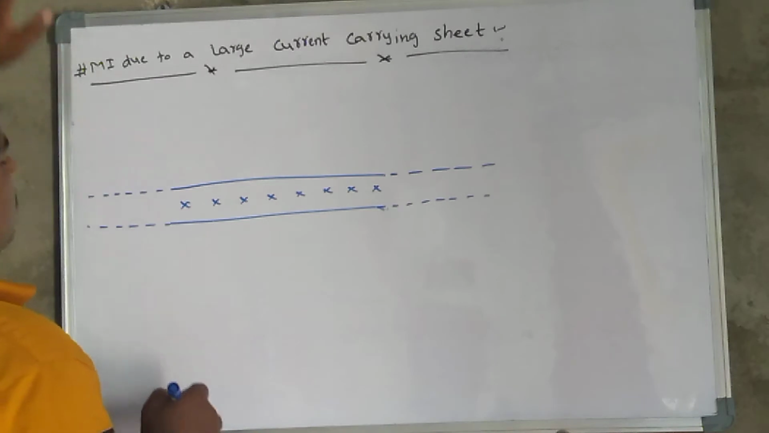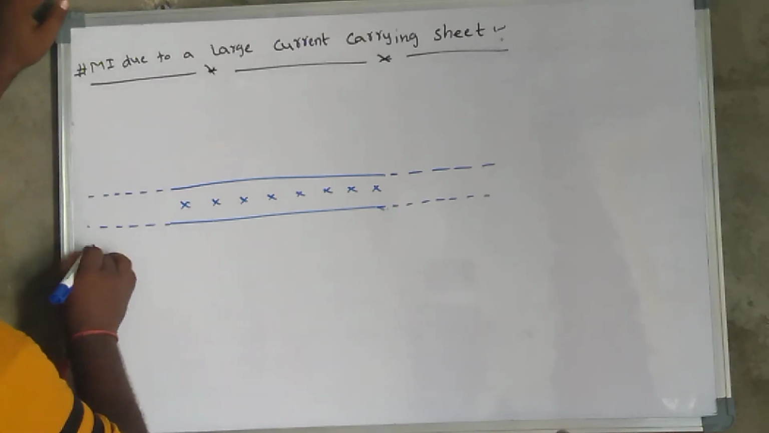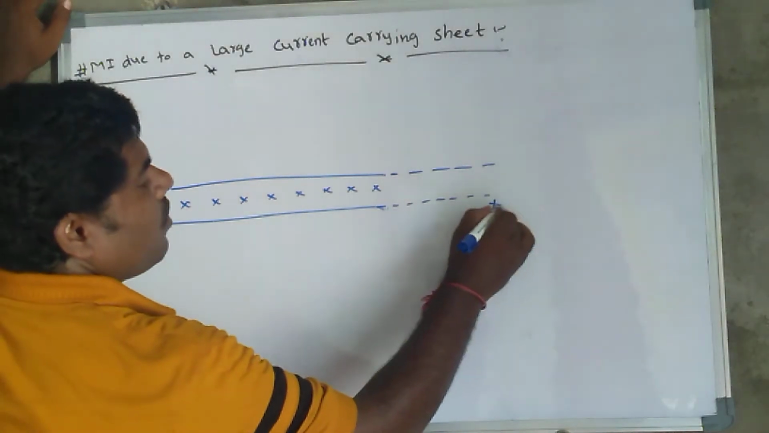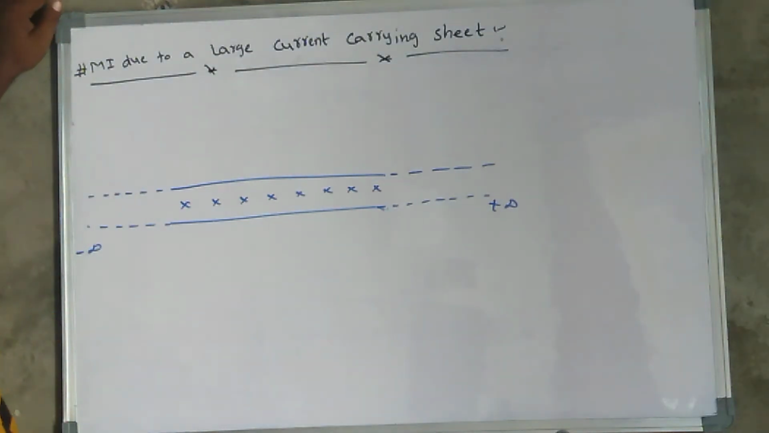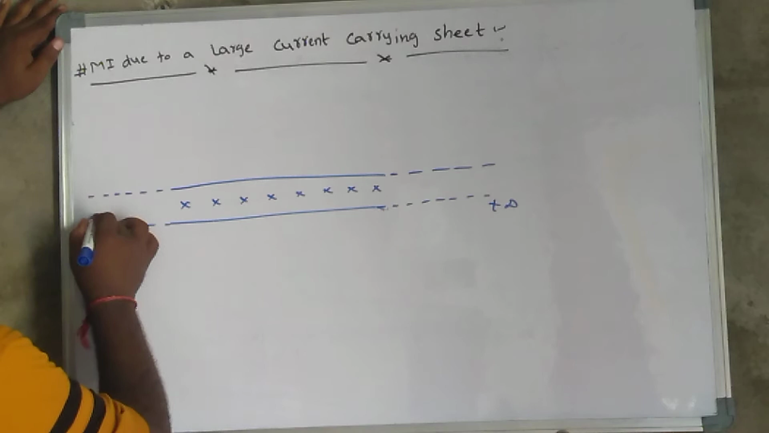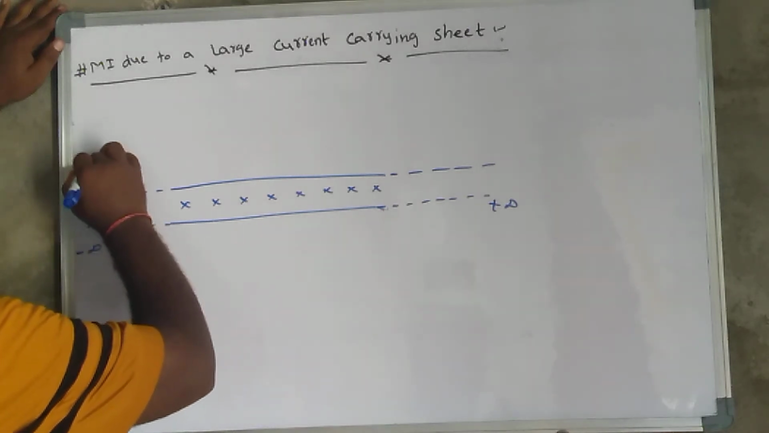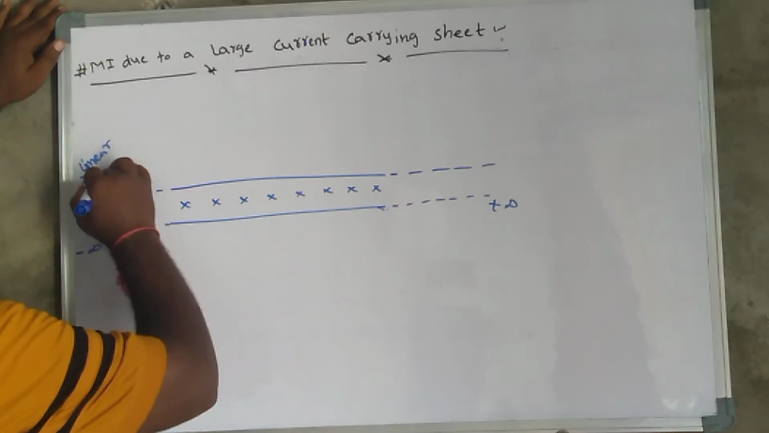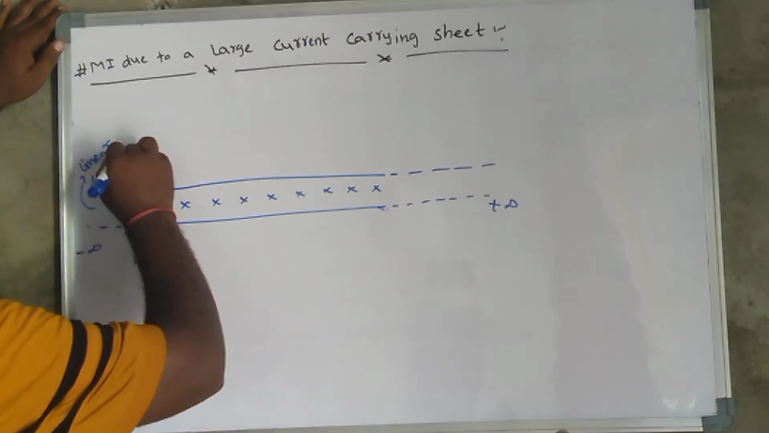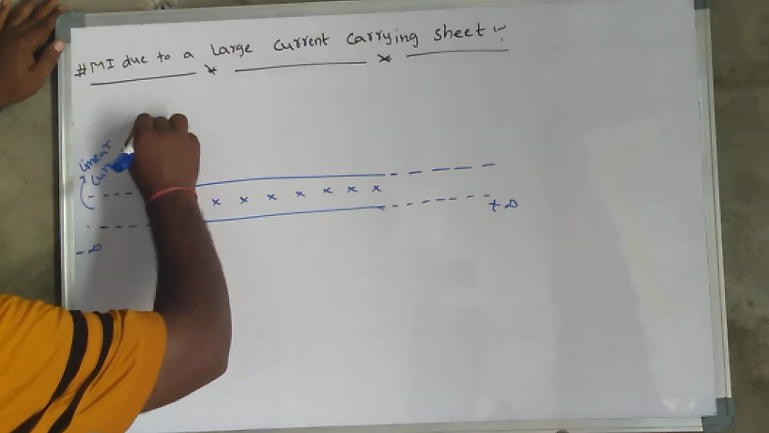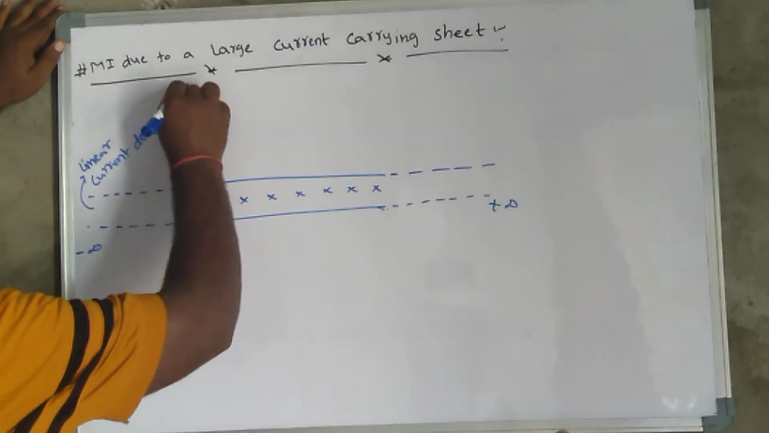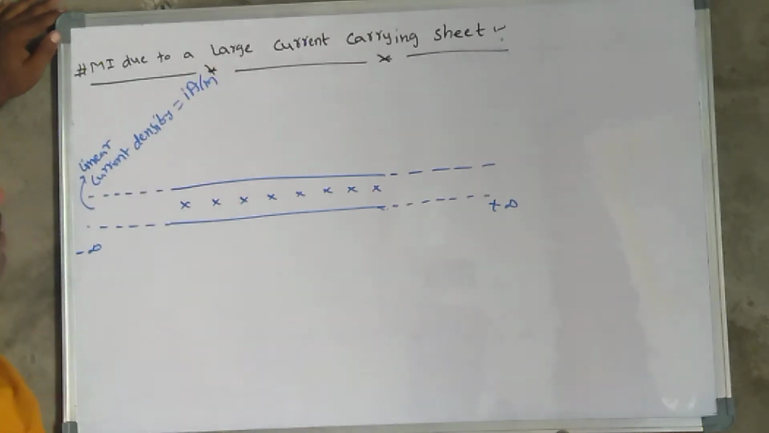Here the left side is negative infinity and the right side is positive infinity. Here the linear current density is nothing but K, the linear current density, equal to I ampere per meter.